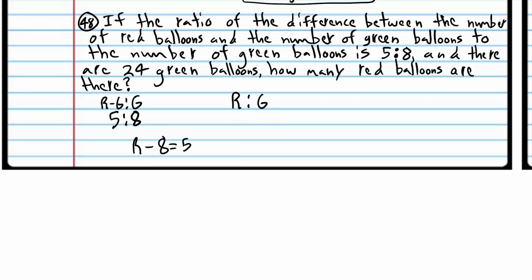So let's change this to the lowest terms. We get 8 there and 13 there. So the ratio of number of red balloons to number of green balloons is 13 to 8. All right, so now they want to know if there are 24 green balloons, how many red balloons are there? Well, you just multiply 8 by 3. So 3 times 13 is 39, so there are 39 red balloons.